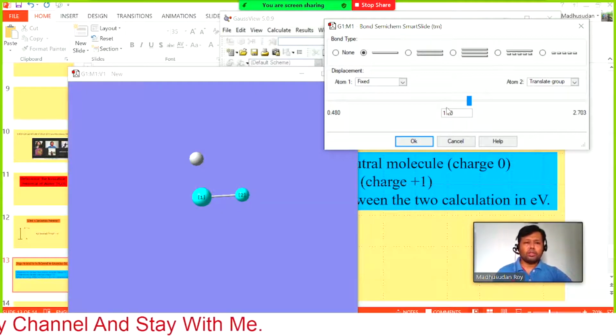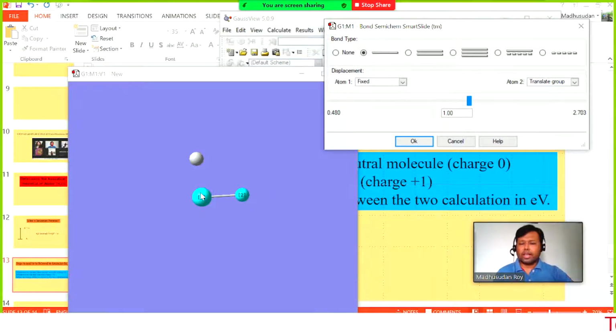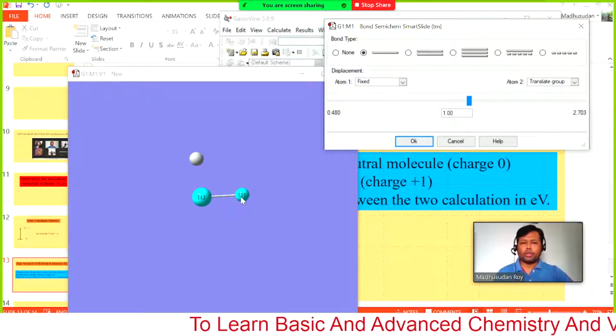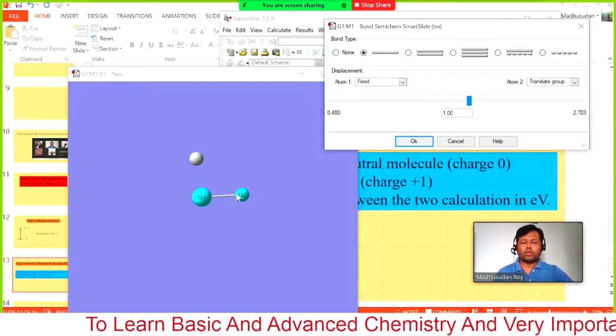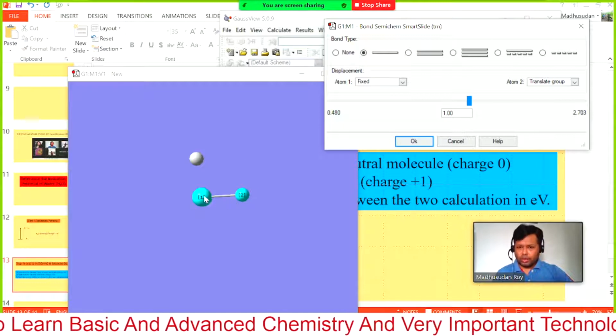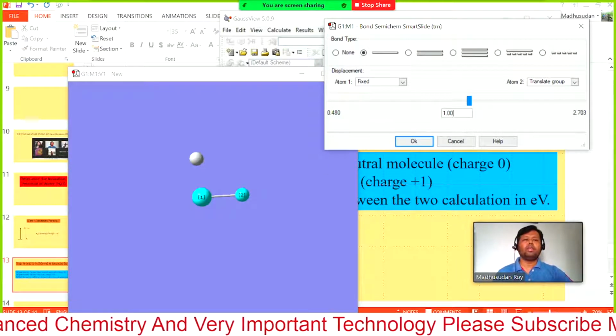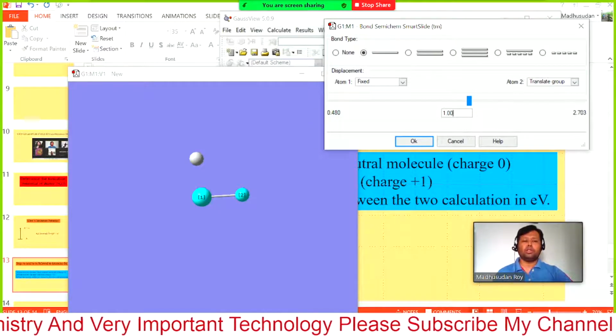Now you will see, when I click this, it will move just this hydrogen. This oxygen is fixed, that means atom 1 will be fixed, and the translate group, that means atom 2, this is our atom 2, will come closer to the oxygen atom, because previously the bond length was 1.74, and now I put 1.00 Angstrom.